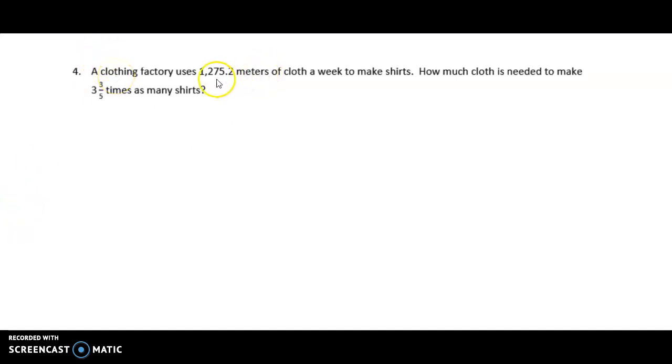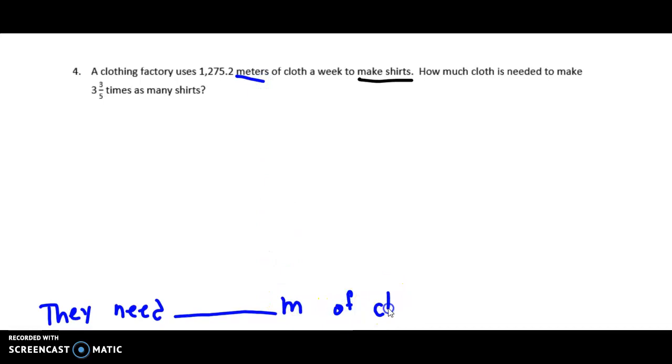A clothing factory uses 1,275 and 2/10 meters of cloth a week to make shirts. How much cloth is needed to make 3 3/5 times? So what's it all about? Well, it's about making shirts. Okay, there's our gist. Let's create a sentence. How much cloth is needed? Well, we could say they need blank what? What would be our label here? May go back up here and find our label. Well, there it is. It's meters. You could label it just M. Meters of cloth.